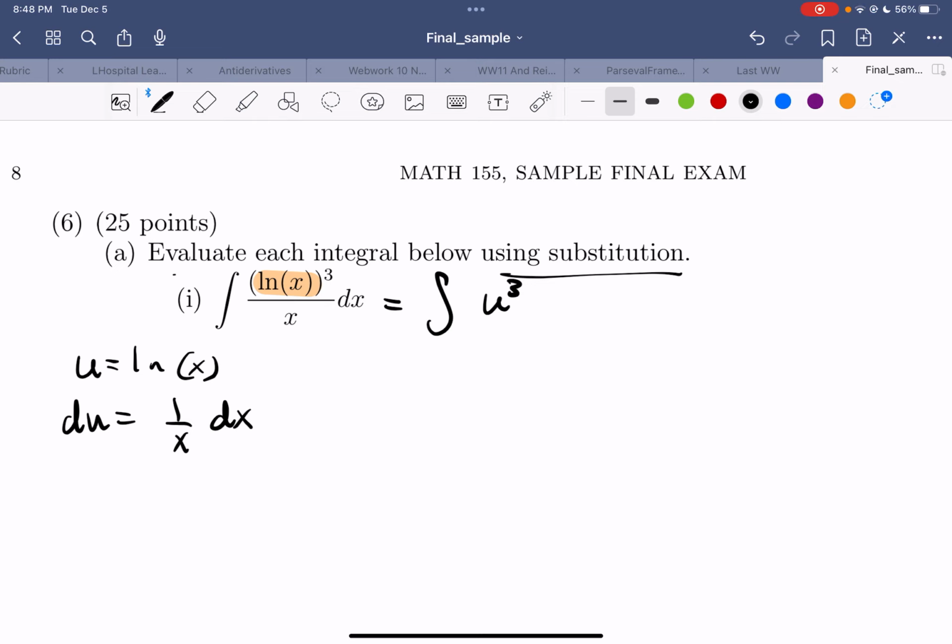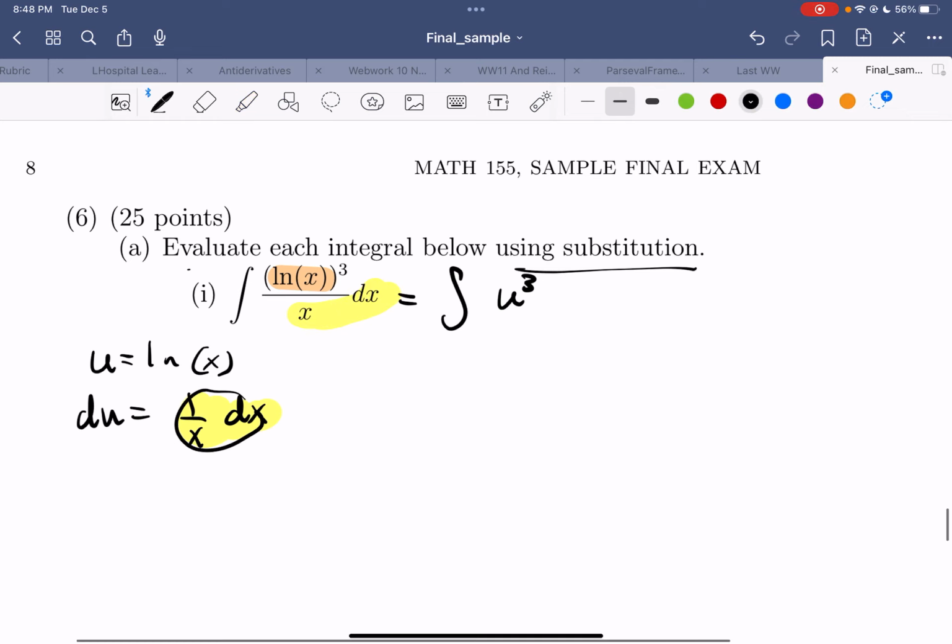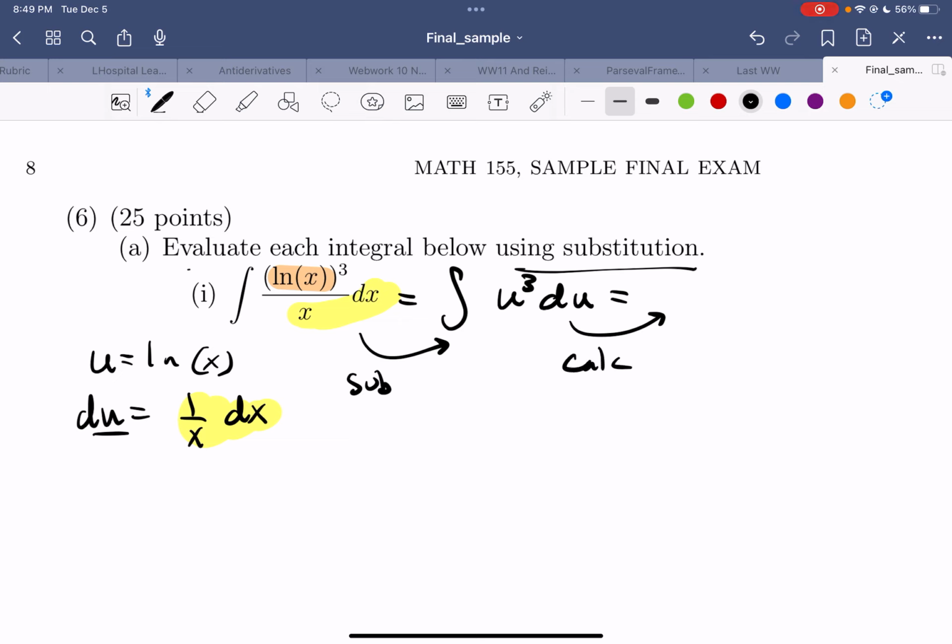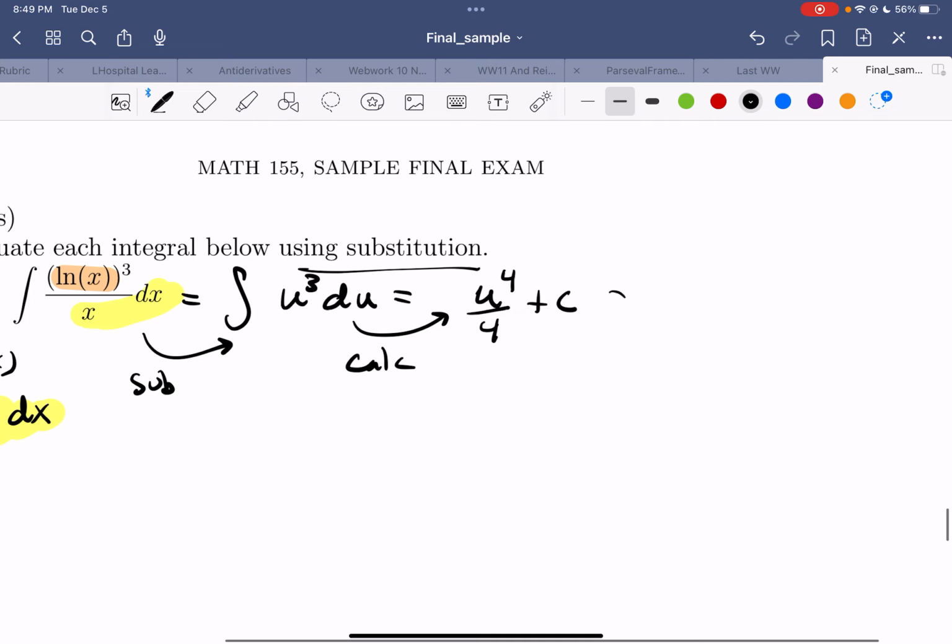Now, the way I would like to do this is say, all right, 1 over x dx. Here's a 1 over x dx. So that stuff in yellow is right here. I'm going to swap it out for a du. So this step was me substituting. This step is me doing calculus. Okay, I'm going to take the antiderivative. So I'm going to add 1 to the power, divide, plus c. Okay, and then I have to unsub.